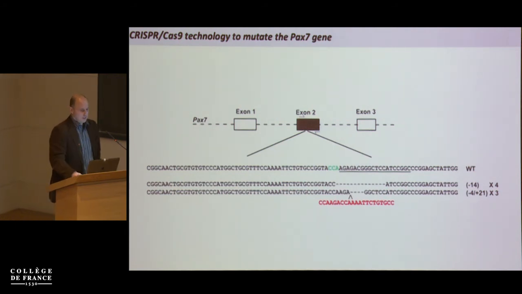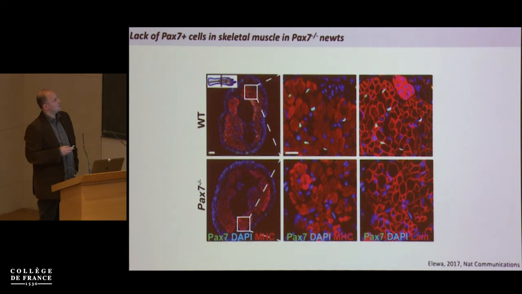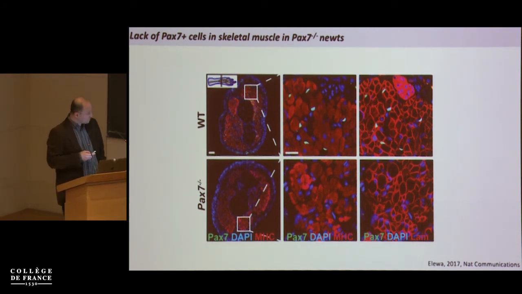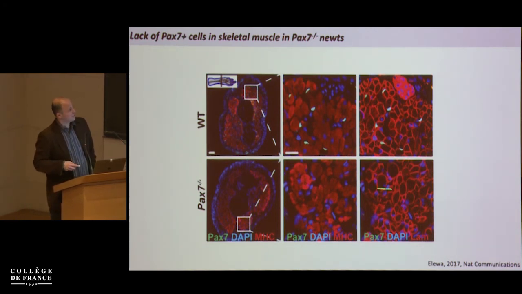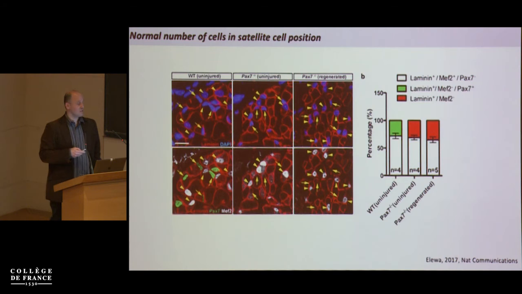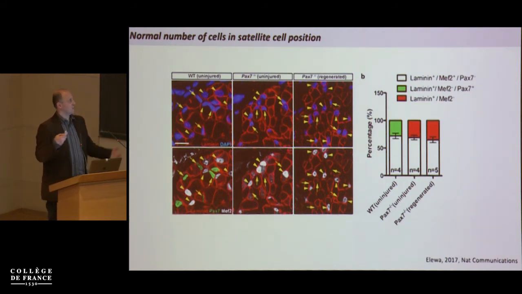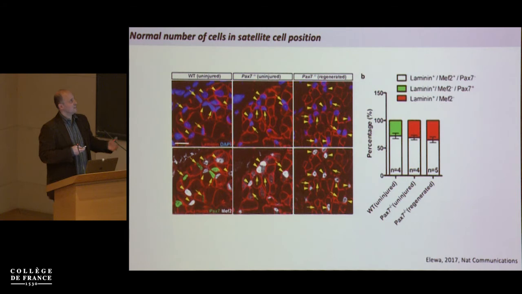PAX7 gene. And obviously, if we look into muscle, you can see the loss of PAX7, but muscle development is normal. That's expected if you compare to mammals. There also seem to be cells in satellite cell position. That would also be the case based on the mammalian data. So we can't tell that they are satellite cells, but at least they are under the basement membrane. They are in muscle, and they don't express MEF2.